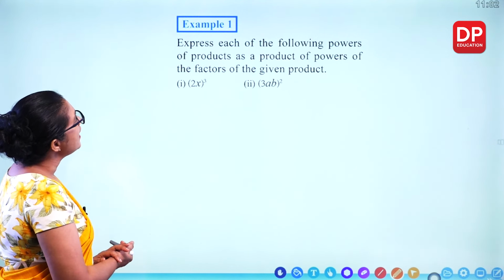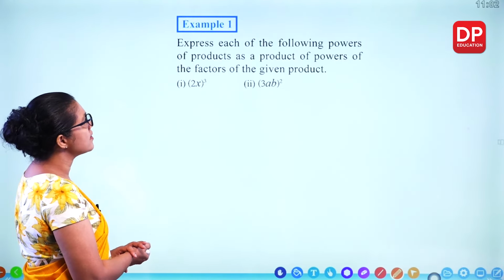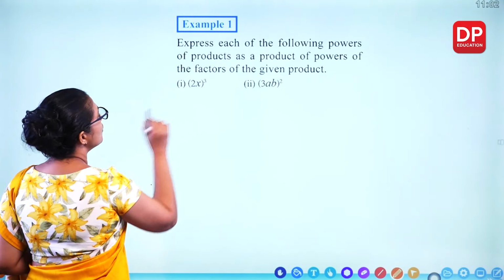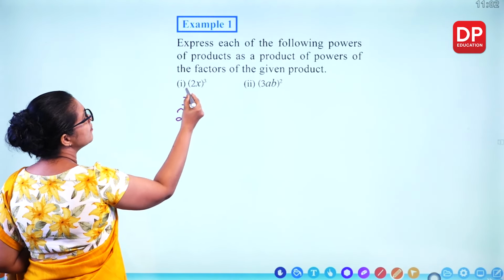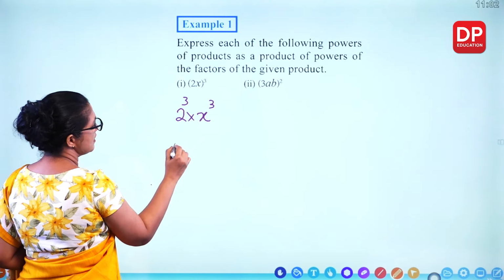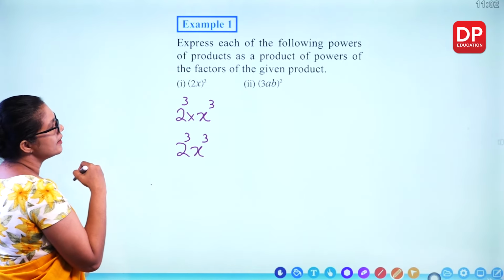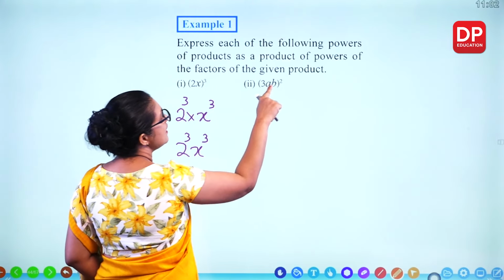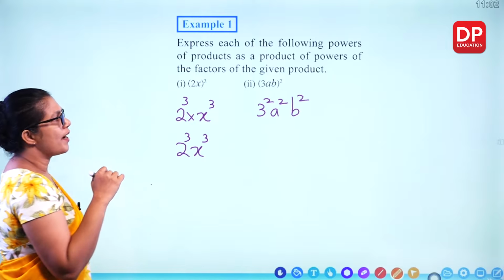Example number 1. Express each of the following powers of products as a product of powers of the factors of the given product. So you can write this one as 2 to the power 3 times x to the power 3. Or, without multiplication also, you can write 2 to the power 3 x to the power 3. This one, you have to consider power for all numbers and letters: 3 squared, a squared and b squared.